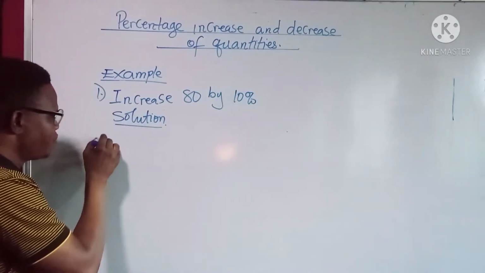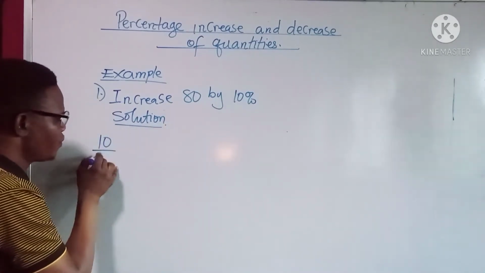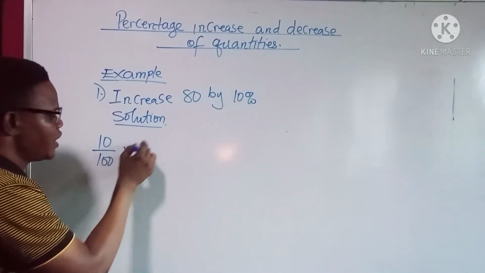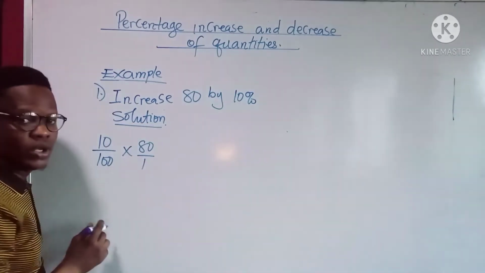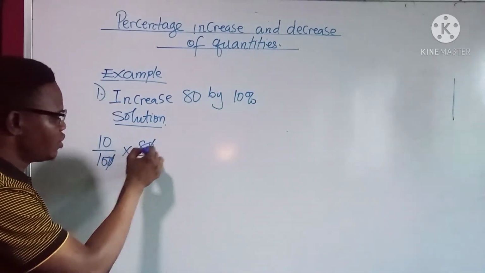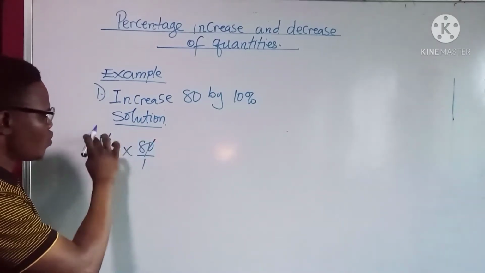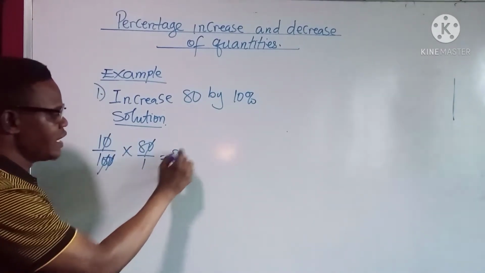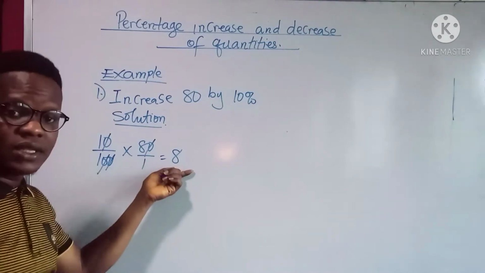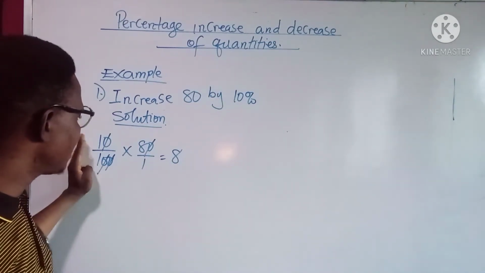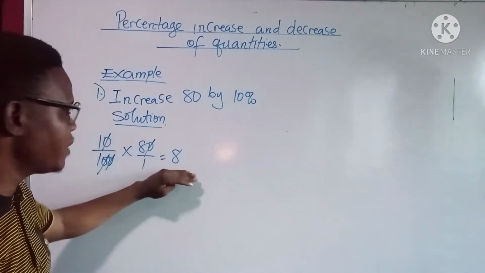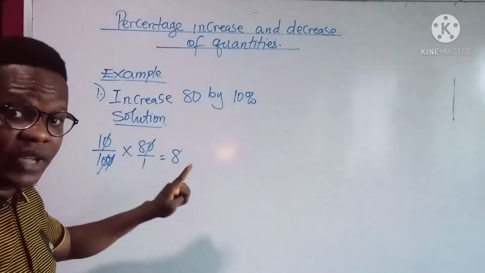So we first find 10%. 10% means 10 over 100 of 80 over 1. So 0 cancels 0 here. This 0 cancels this 0. So what do we have left? We have just 1 times 8 left, which is 8. Now this is not our final answer. This is just 10% of 80, which is 8. 10% of 80 is 8.